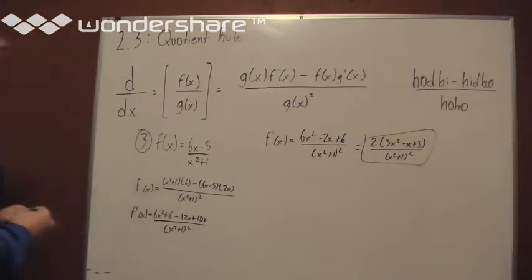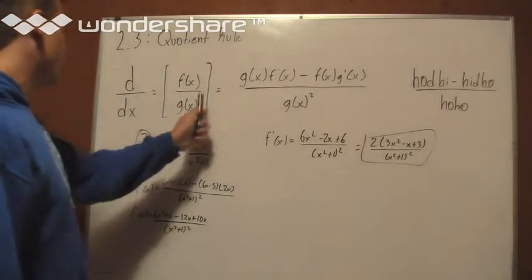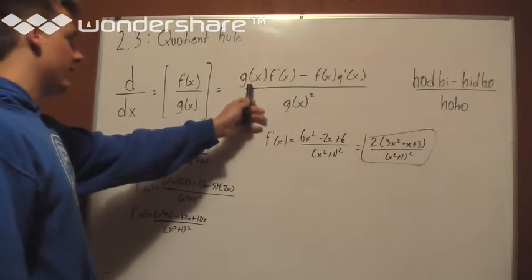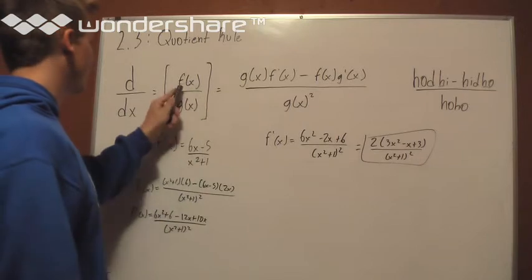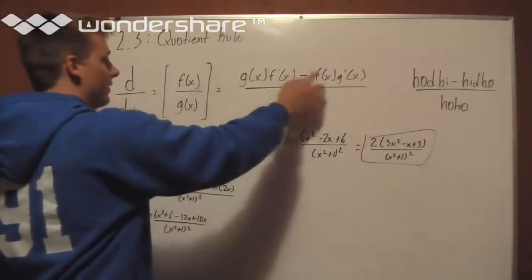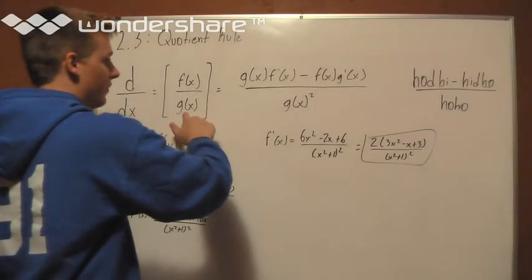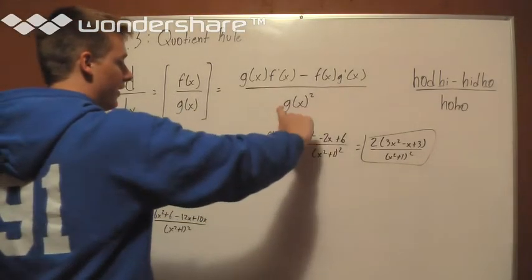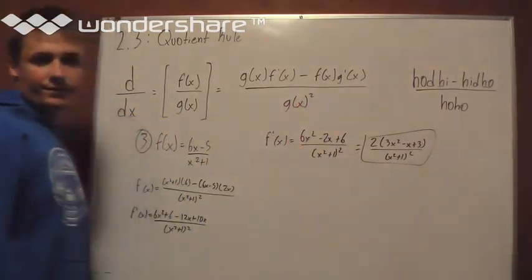So to wrap it up, we have our formula. You take the bottom, g of x, just leave it, and multiply it times the derivative of the top, f of x. Then you subtract, leave the top, and you multiply it times the derivative of the bottom, and then you put it all over g of x squared. Done.